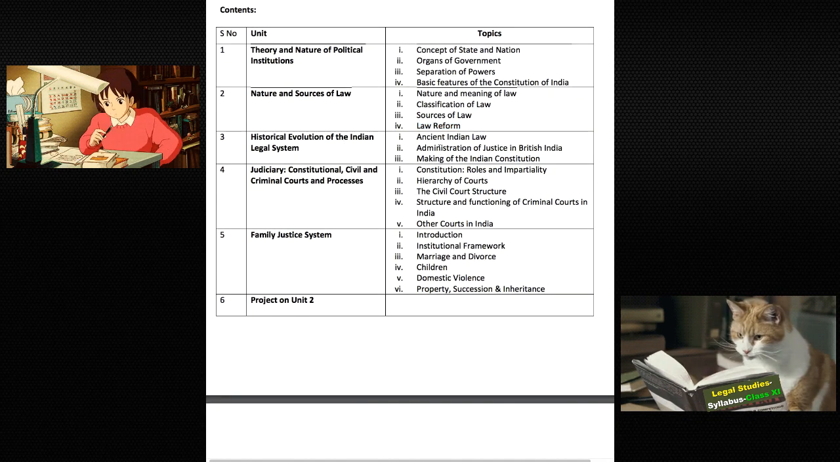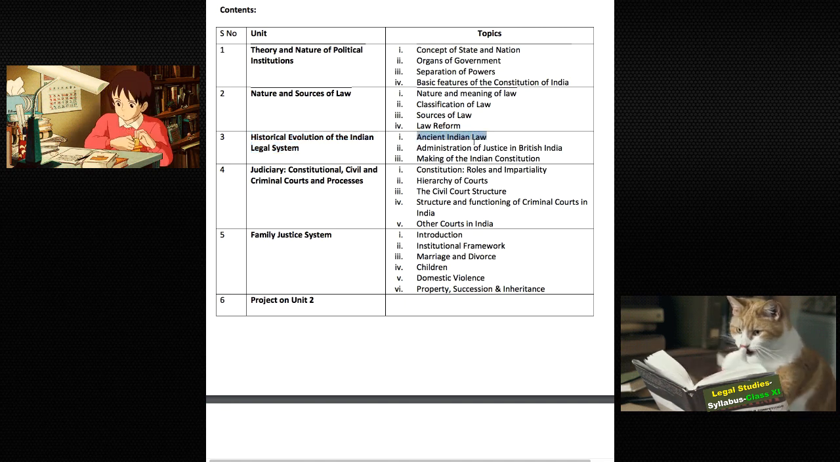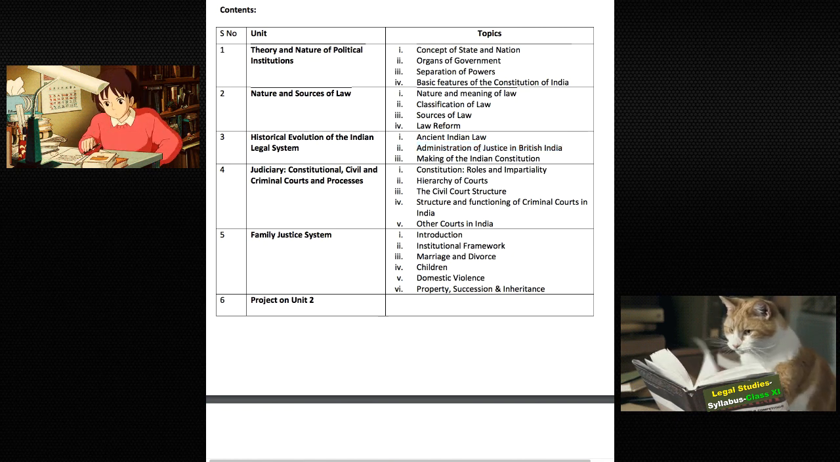Third unit is historical evolution of Indian legal system. Basically talking about the historical aspects, how the legal system evolved. So in the ancient time framework, administration of justice in British India, how British and what role British played in developing the legal system in India. So we will be studying that.